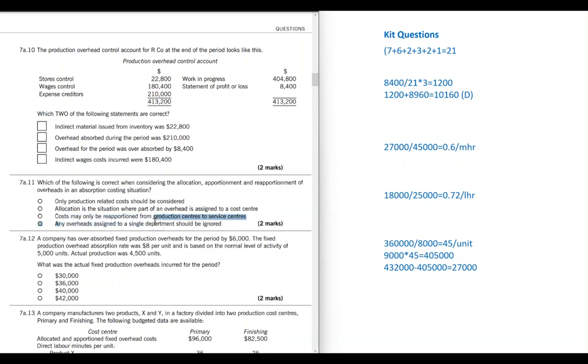Any overheads assigned to single department should be ignored. It is saying allocated overheads should be ignored. No, they are not ignored. So if these three are wrong, it means the first one is correct, which means only production overheads are included. Remember, I explained in the beginning, we are talking about the production department's costs.